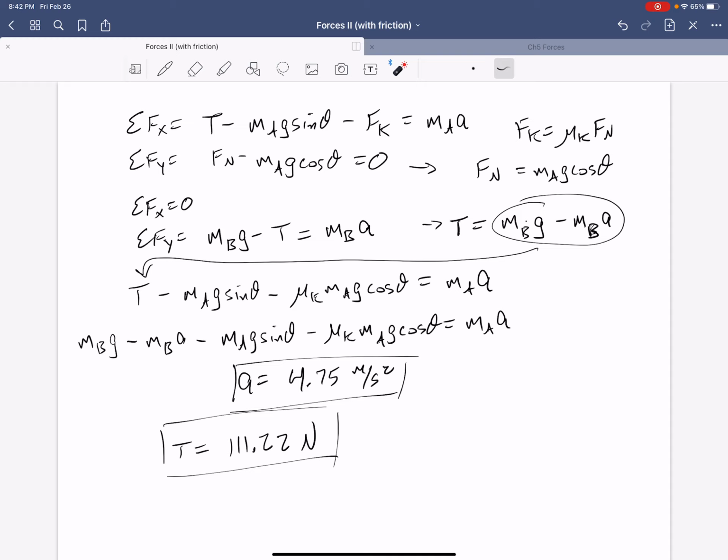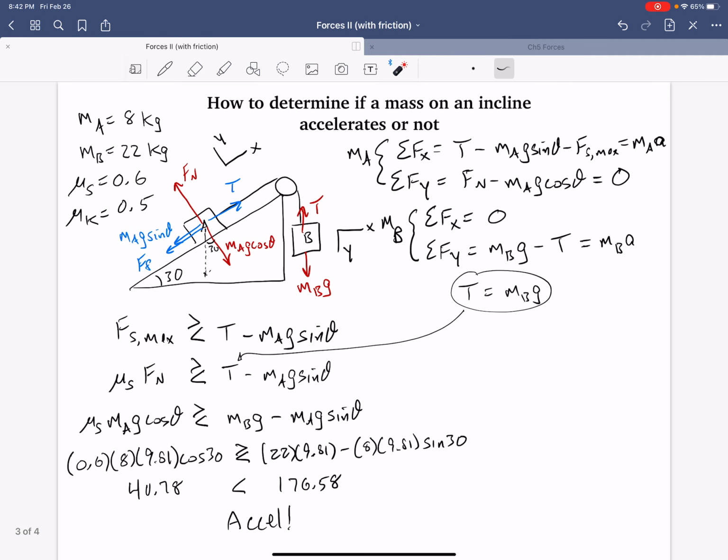So again, the same process holds as before, right? The overall strategy is to, once you have the second law equations from your free body diagram, determine if the maximum static frictional force is greater than or less than all other forces in that direction combined. Okay? If friction is greater, the system does not accelerate. If all of the other forces add up to be greater than friction, then it does accelerate, right? And you can go back and tweak your equations and solve for acceleration and tension if need be.